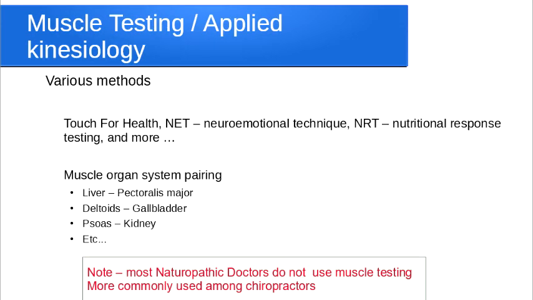The other thing I use to figure out what's going on with my clients is muscle testing. This can go by different names. It can also be called applied kinesiology, touch for health. You'll see different systems that use muscle testing, like neuro-emotional technique or nutritional response testing. But it's a pretty simple way of assessing what's going on in the body.